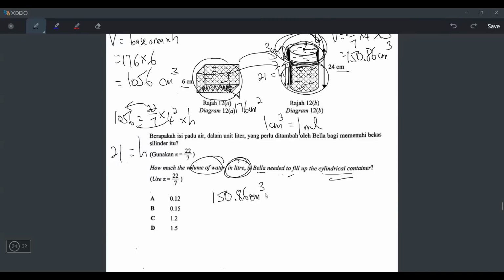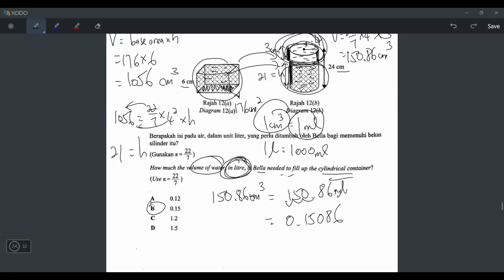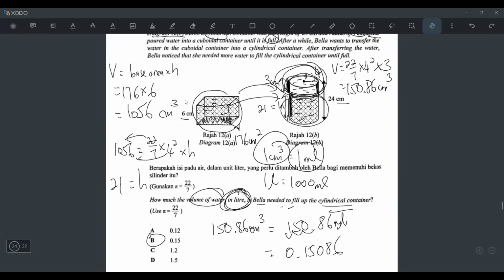So let's do this. I want it in liter, right? So if it's 150.86 cm cube, it's the same as 150.86 milliliter, because 1 cm cube is equivalent to 1 milliliter. But they want it in liter, and 1 liter is equivalent to 1000 ml. So you already know it's 150.86 ml. So why not I divide by 1000? So 1, 2, 3, 0.15086. So the answer is B. Okay, so make sense? That's the answer.